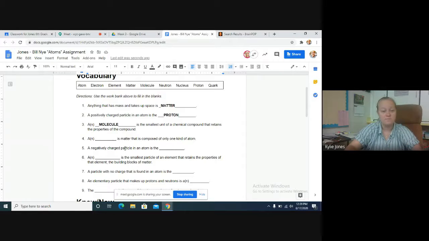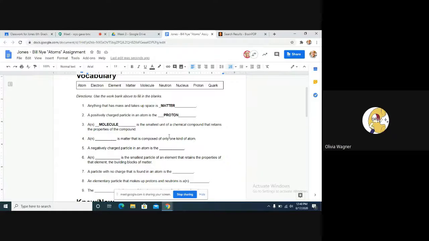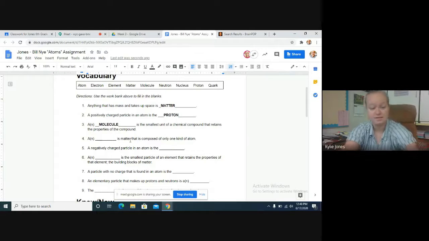So number 4: a blank is matter that is composed of one kind of atom. So this is just one type of atom. What'd you guys get? Any ideas? Element. It is an element. In this case, I got electron, not electron. This one is element.